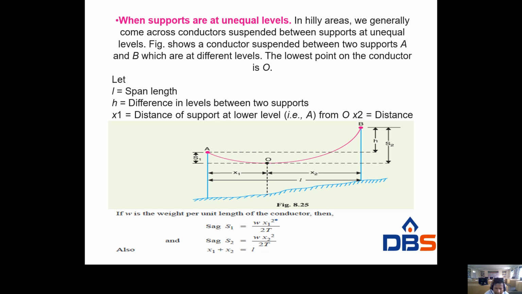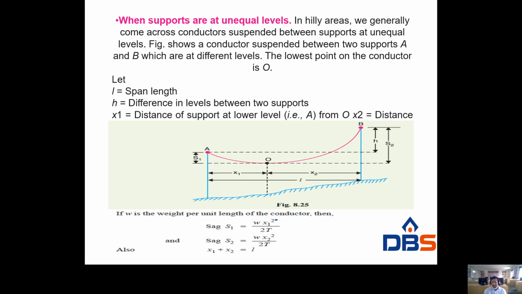Now if W is the weight per unit length of the conductor, then sag S1 is, as usual, omega x1 square by 2t, and sag S2 is omega x2 square by 2t. In general, if x is equal to L by 2, we are getting equal levels, and S is equal to omega L square by 8T, right? But here the scenario is different. Both supports are at different levels. That means we know the total length L.